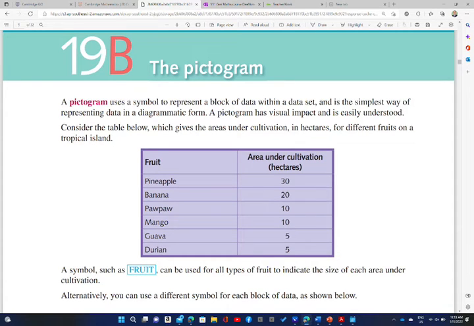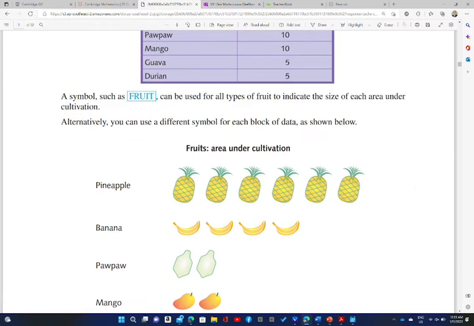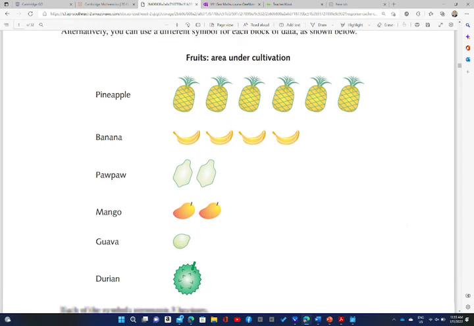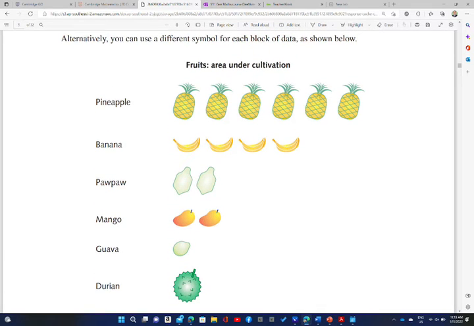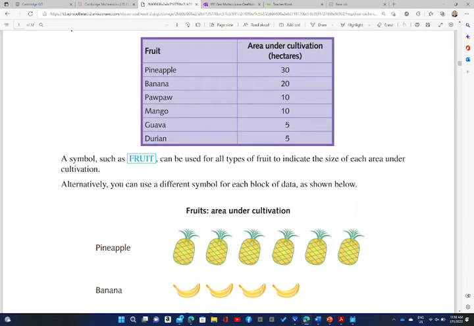So here we go. In this example, it's talking about having a pictogram using a symbol of fruit. So you have different fruits under cultivation, and you see that they give you the numbers of cultivation. They've simply used the actual picture of each fruit to represent the number of hectares there. Now, if you look at the scale here, there were 30 hectares of pineapples, 5 of guava. So they just chose the smallest number and used that.